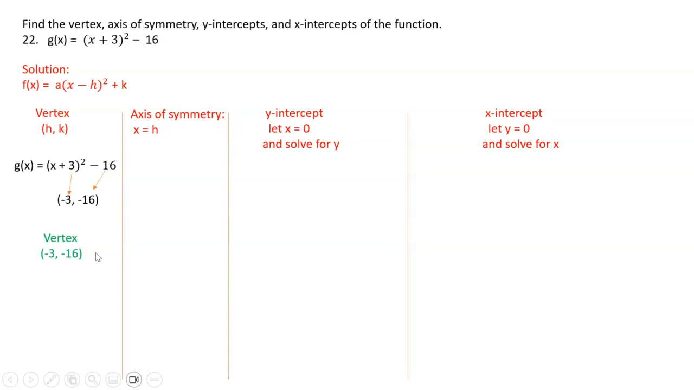Now, once you find your vertex, you also found the axis of symmetry, because the axis of symmetry is x equals the x part of the vertex. So it'll be x equals negative 3.